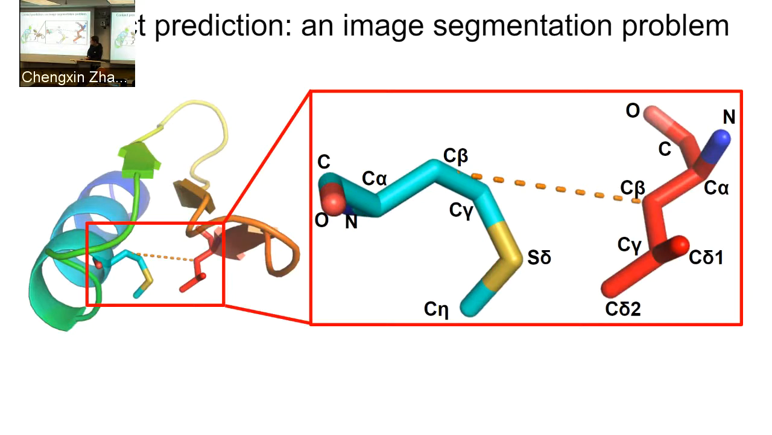That's because in a tertiary protein structure, the structure is usually stabilized by pairwise residue-residue interaction. The cartoon is the backbone and the sticks show the side chains. So we can define two residues to be in contact if the distance between their C beta atoms is within A angstrom. And predicting which residue pairs are in contact can actually be formalized as an image segmentation problem.